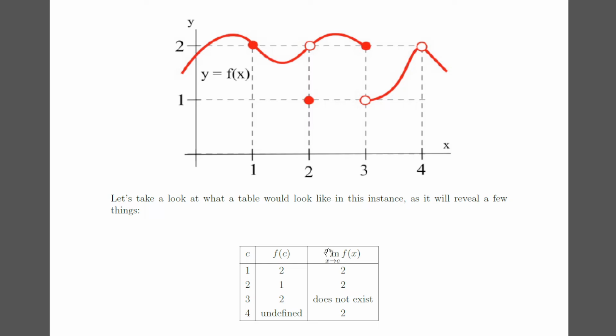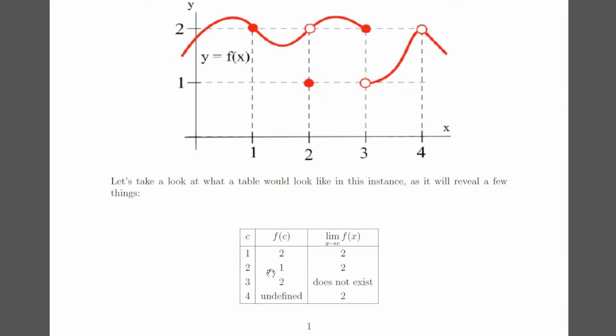The same thing goes with the limit. So what the limit is at c equals 1 is going to be the same thing. In this case, it's going to be 2. If we look at 2, the limit is going to be 2, but the function evaluated at 2 is going to equal 1. So there's a difference there. Generally, any place that you see a difference between these two values is where there's a discontinuity.